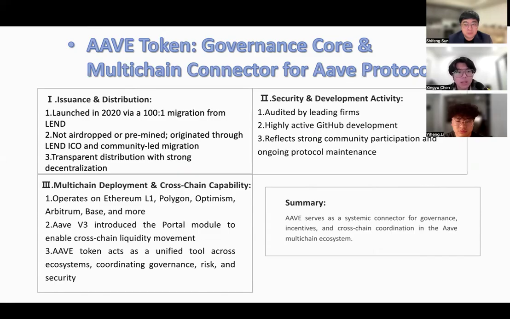Aave operates across many major blockchains and layer 2 networks, including Ethereum L1, Polygon, Arbitrum, and others. With Aave V3, we introduced a feature called Portal, which enables assets to move between networks using bridges like Chainlink CCIP, or through managed migration. Because of this multi-chain setup, a unified token like AAVE is needed to coordinate risk management, security, and governance across the entire system. In short, AAVE acts as a vital connector across all the networks where Aave operates. And next slide.